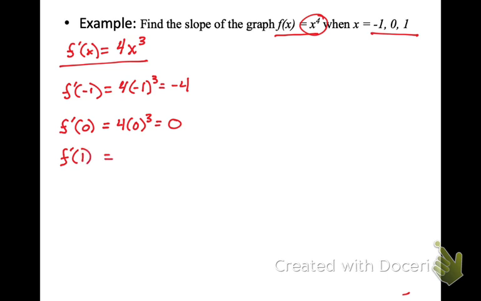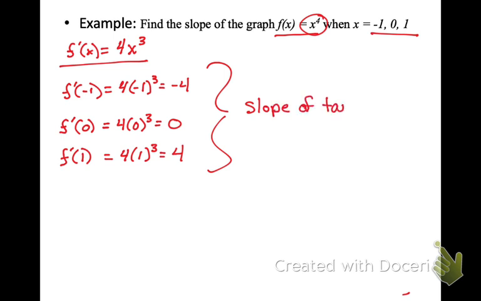Then the derivative at 1, which is the slope of the tangent line at 1, is 4 times 1 cubed, which is 4. So all of these are the slope of the tangent line at x, because the whole point of a derivative is to find that instantaneous rate of change. Is the slope constant for x to the fourth? No.